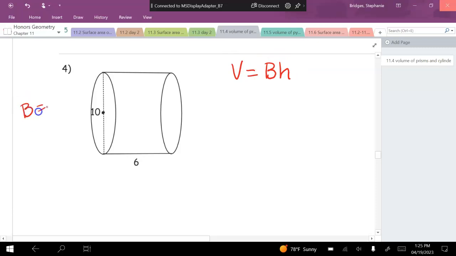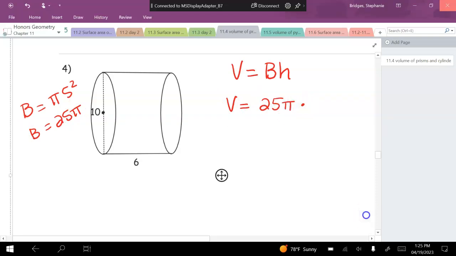In my base, did they give me my radius or my diameter? Diameter. So what is my radius? 5. So it's going to be pi times 5 squared, which is 25 pi. So that's my big B. So 25 pi goes in for B. What about the H? What is the height? 6. And 25 times 6 is?